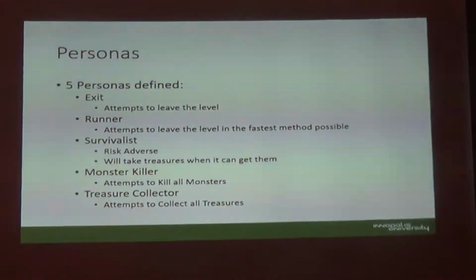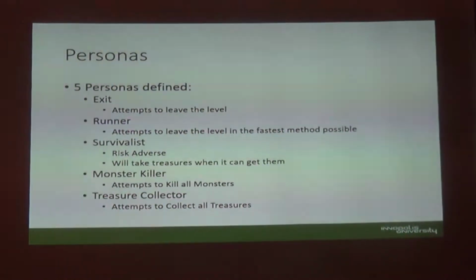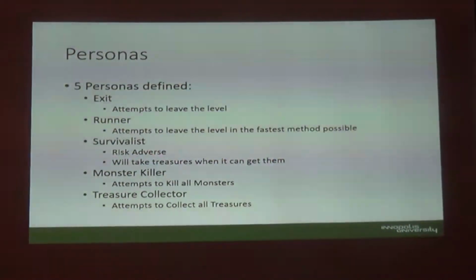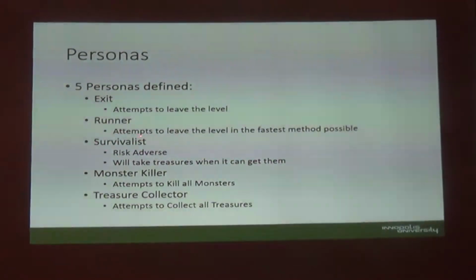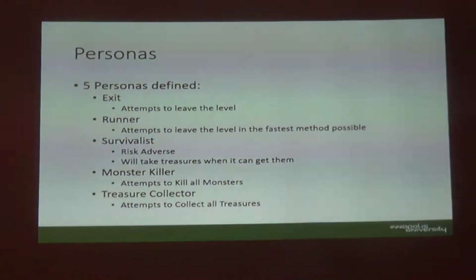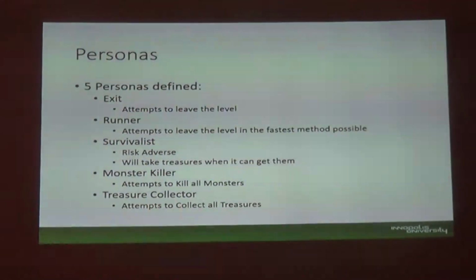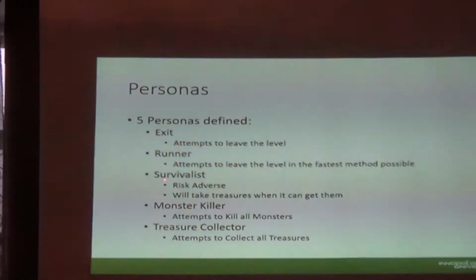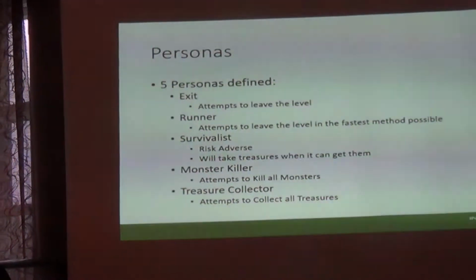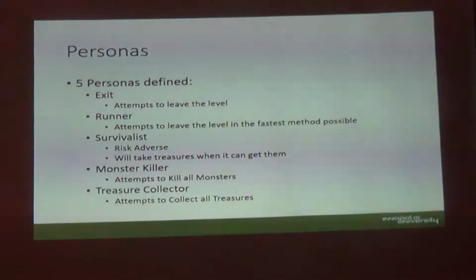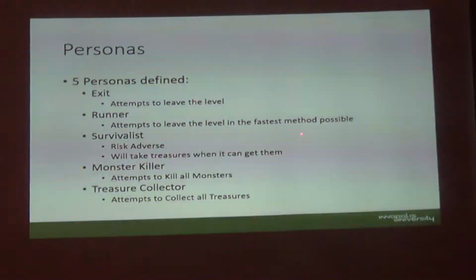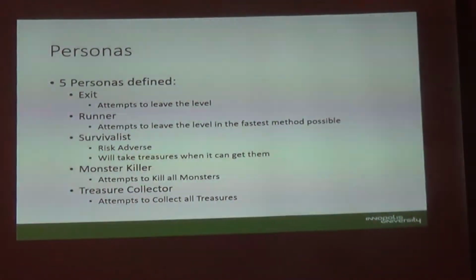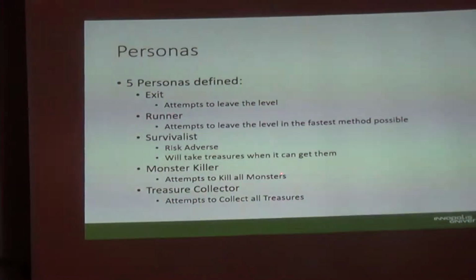Then they defined 5 different persona AIs. Exit: its goal is, I just try to leave the level. Runner attempts to leave the level by the fastest method possible. So exit is just, I'm going to leave, while runner is, here's the shortest path to the exit, run for it. Survivalist is risk averse, so if it doesn't have to deal with a monster to get to the exit, it won't, but it can take treasures when it sees them. So it aims to grab as many easy treasures as it can. Monster killer attempts to kill all monsters, even if it dies. Treasure collector attempts to collect all the treasures, even if it dies.